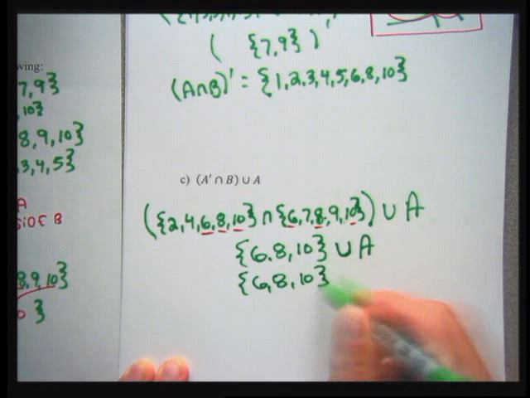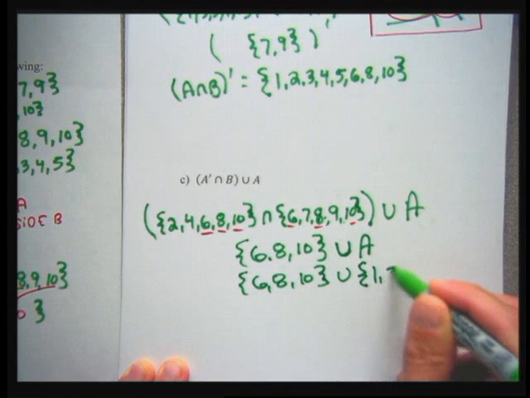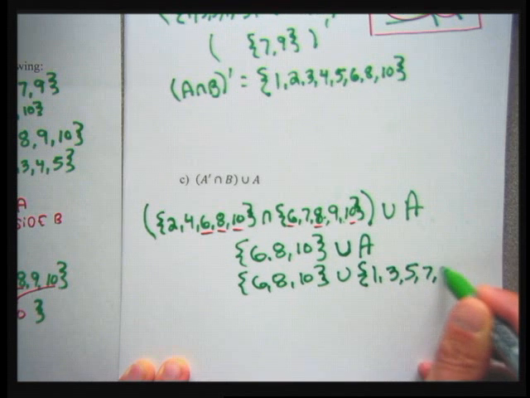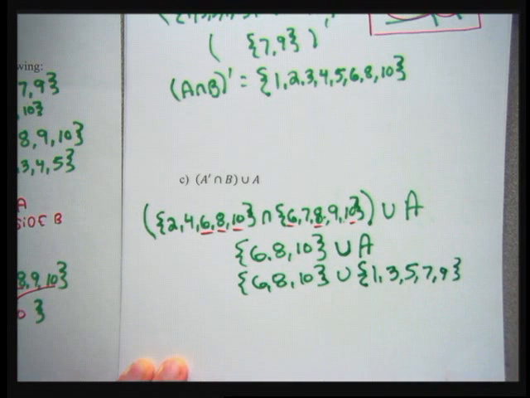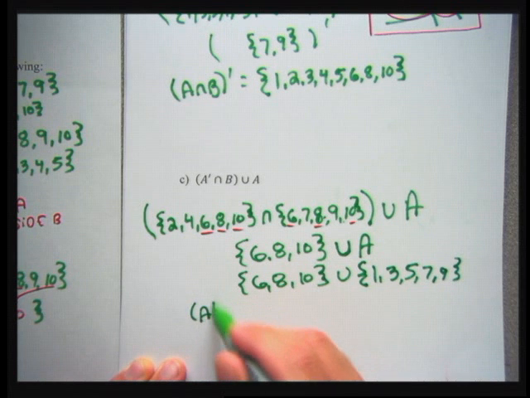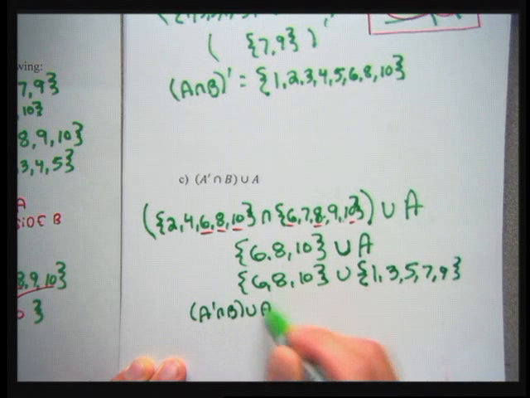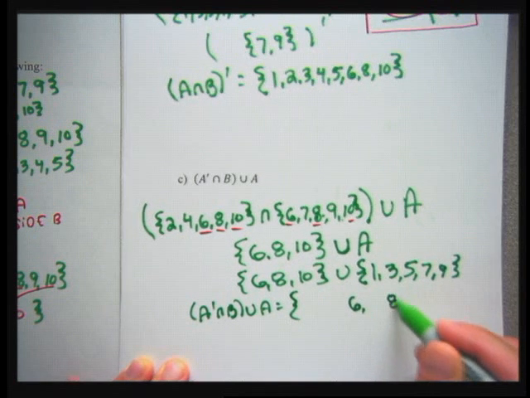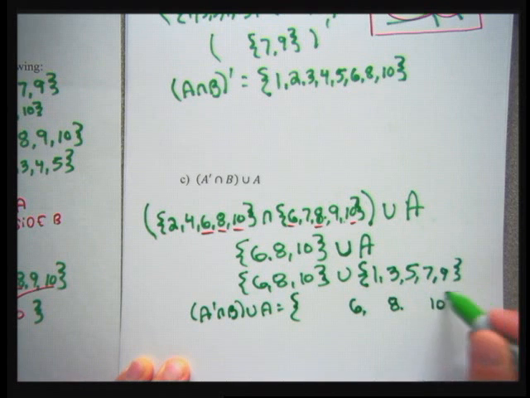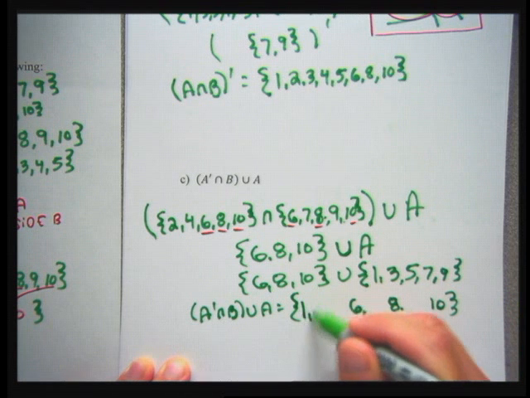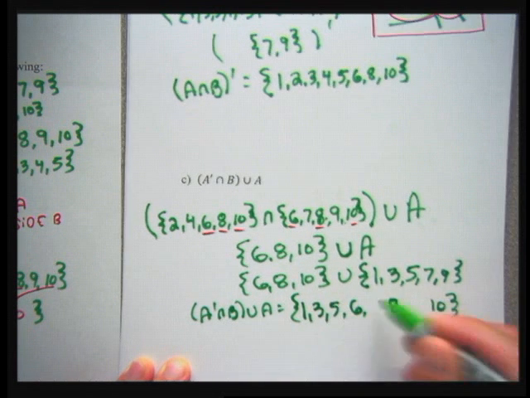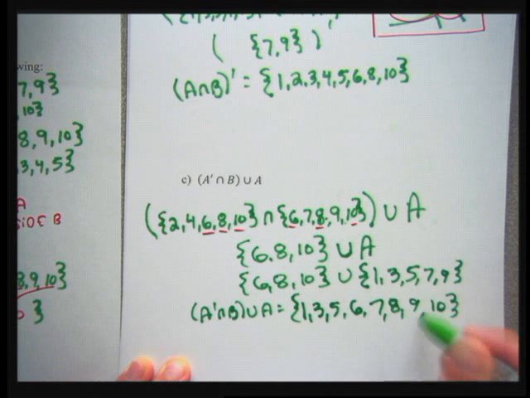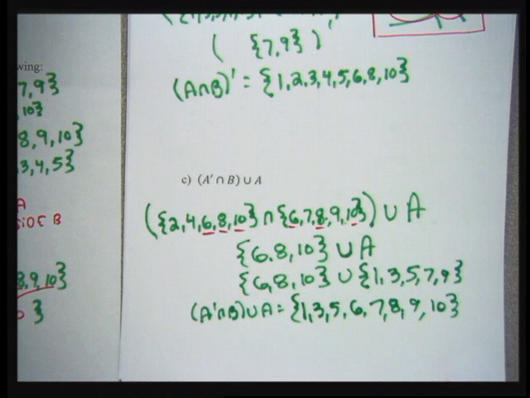When I union two sets, I get a bigger set that contains the entire left set, and then I need to add anything that the right set has that I haven't included. I'm going to take the entire left set, which is 6, 8, and 10, and then add anything from the right set, and that's the whole right set. So I'm going to add 1, 3, 5, 7, and 9. So the answer to part C is 1, 3, 5, 6, 7, 8, 9, and 10.